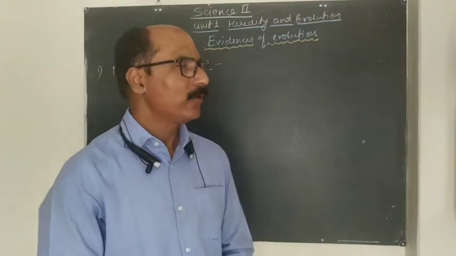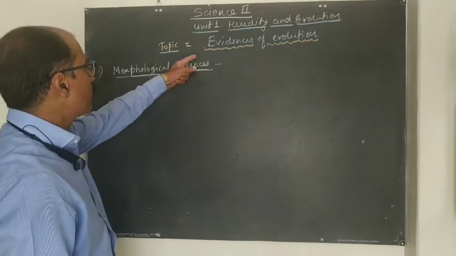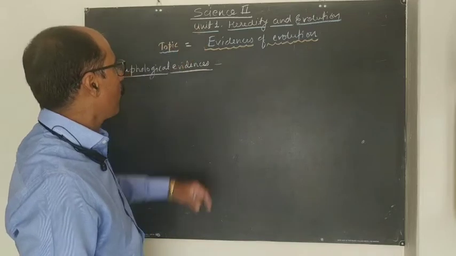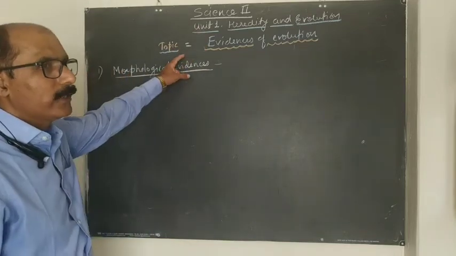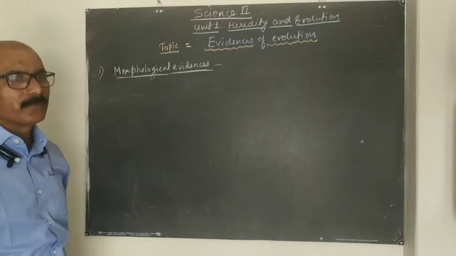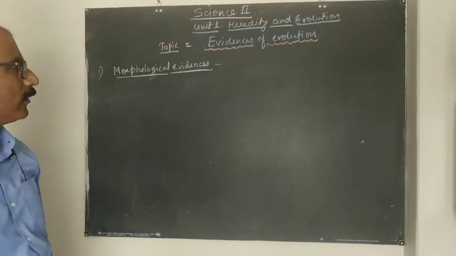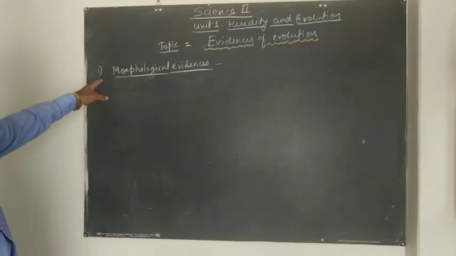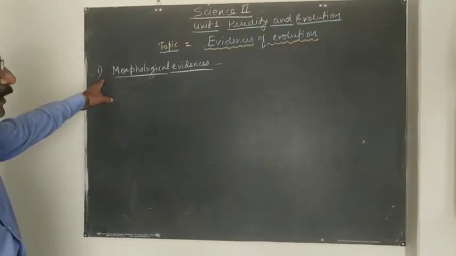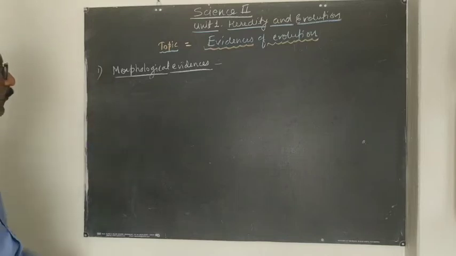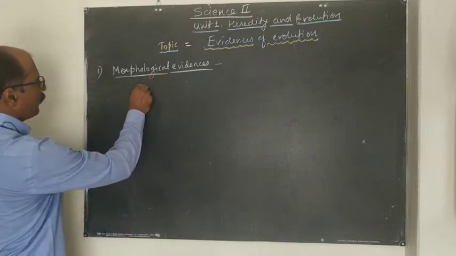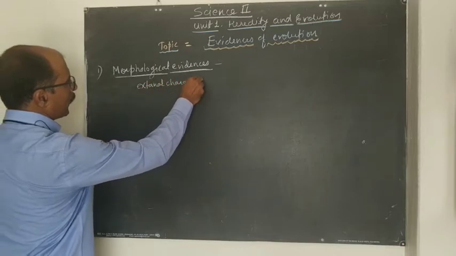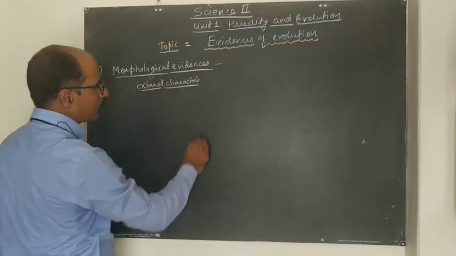Our next topic is about evidences of evolution. Science 2, chapter number 1, hereditary evolution. In this topic, we cover the several evidences given by scientists in the textbook. On page number 4, the first evidence about evolution is morphological evidences. Morphological means study of external character. Study of external character is called morphology.